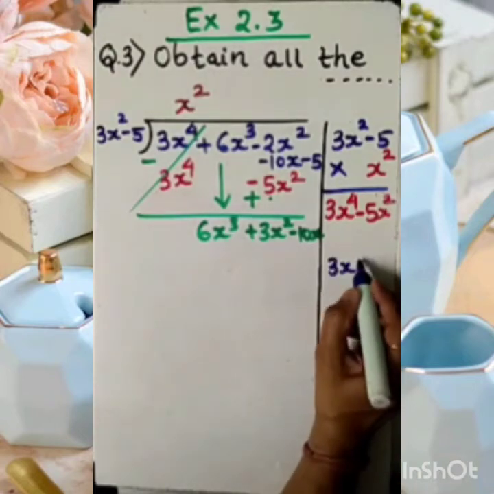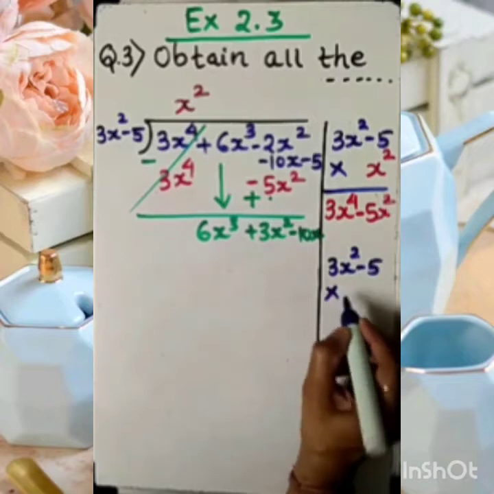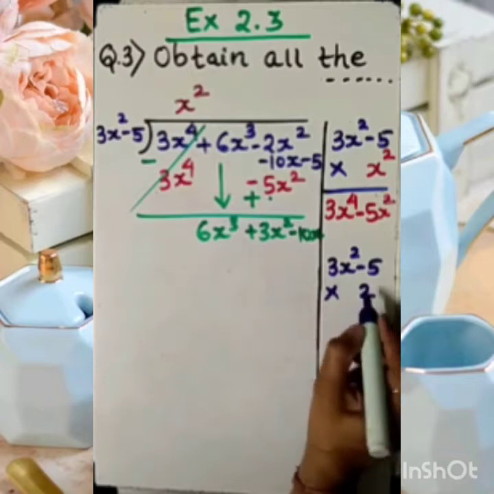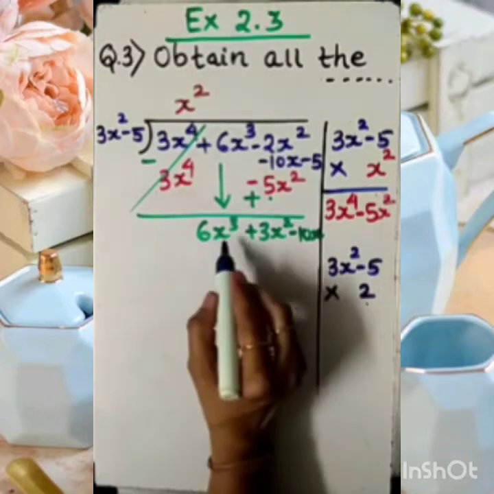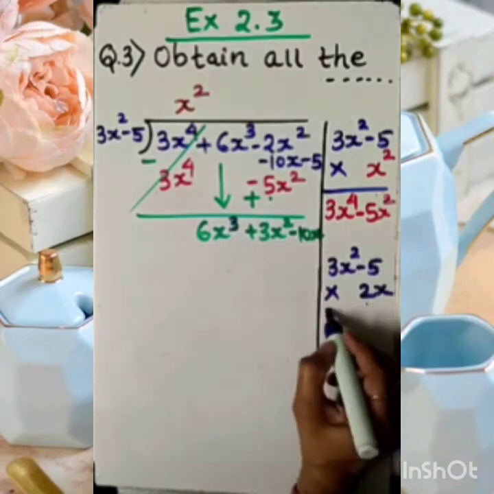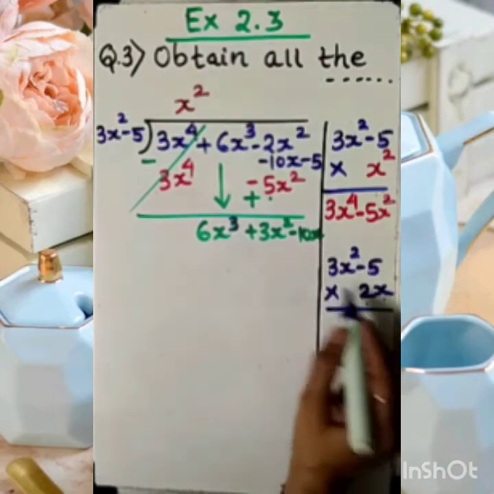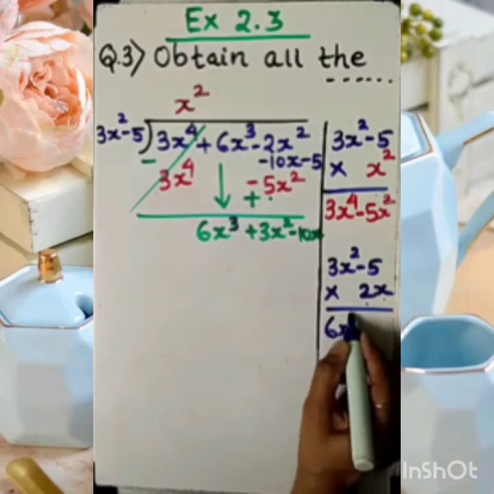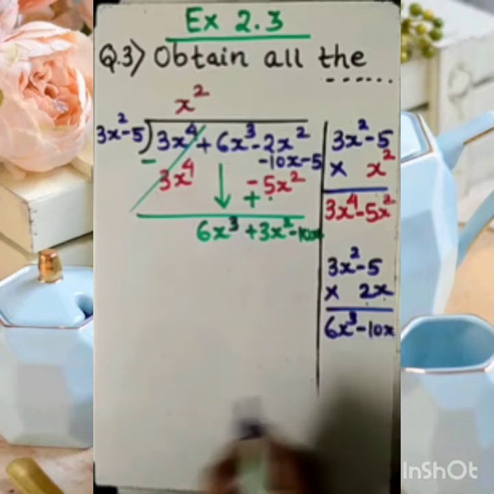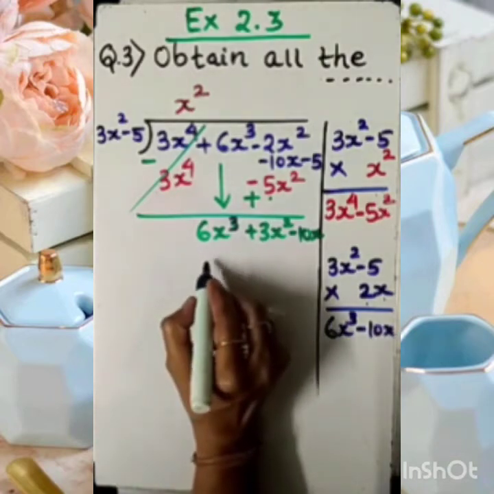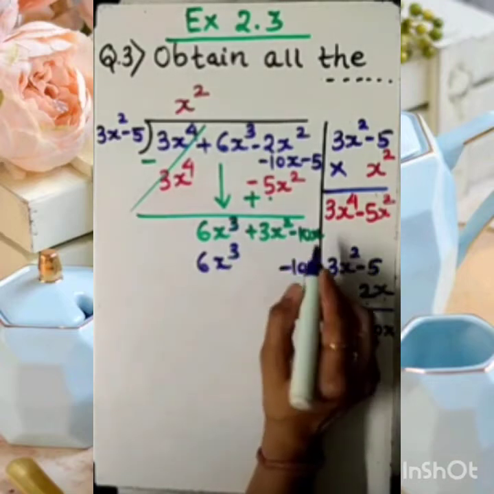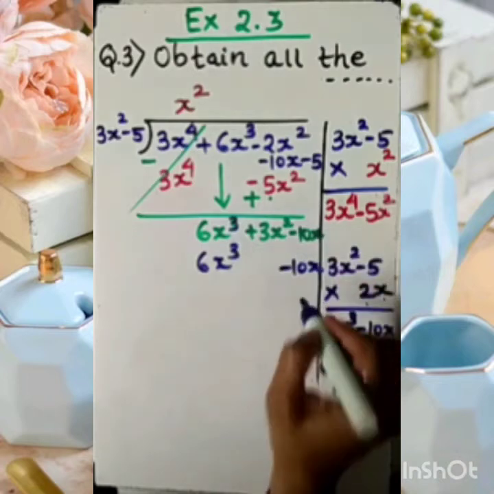The next term which we are given is 3x square minus 5. Here actually I want 6x cube. You can see 2 3 just 6. So we need to multiply with 2. And again here it is cube and this is square. So I need to multiply with x also. So the product of this is coming 6x cube minus 10x. Fine, because I have already brought this term down.